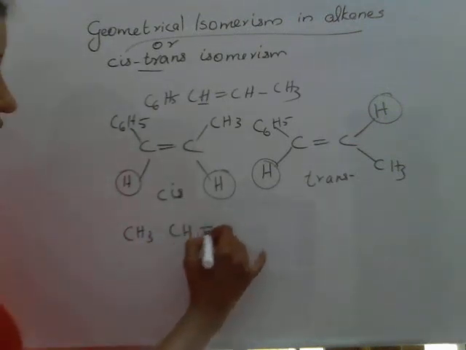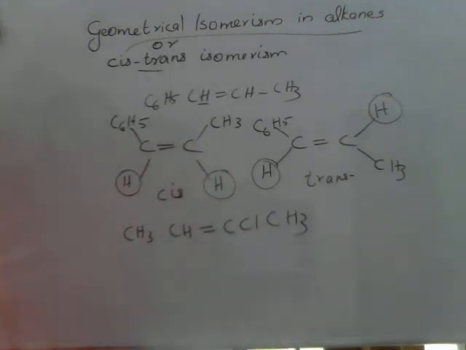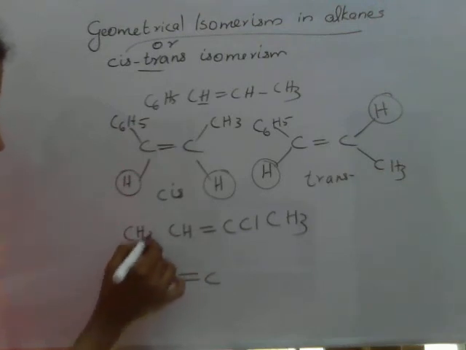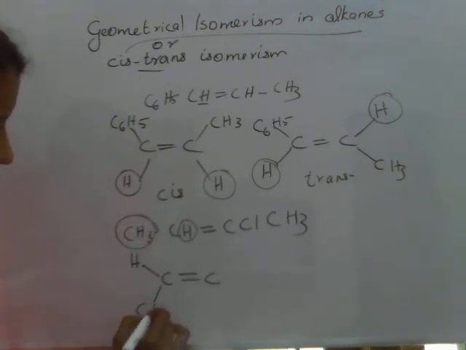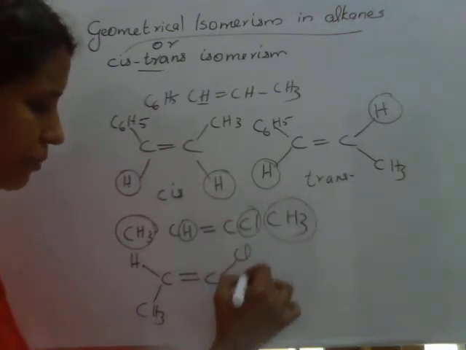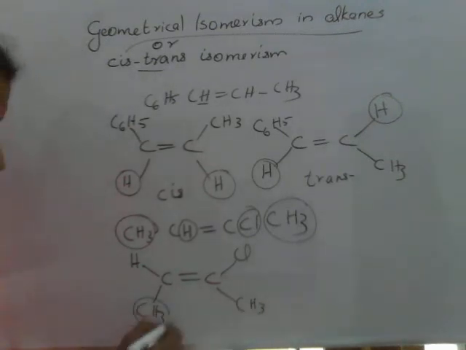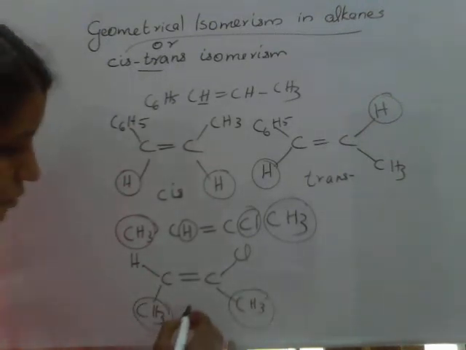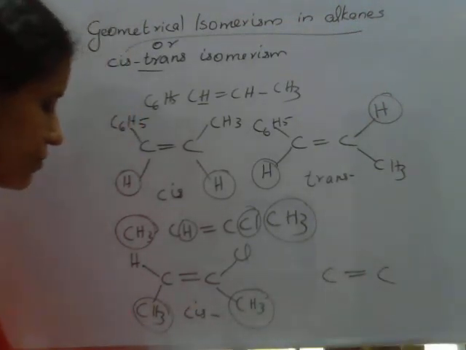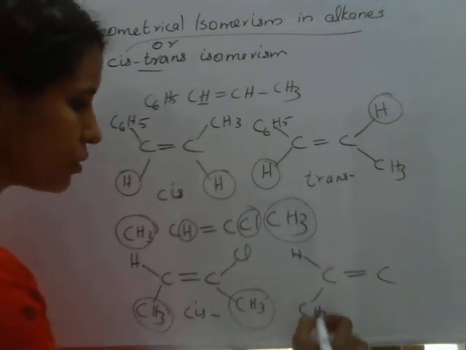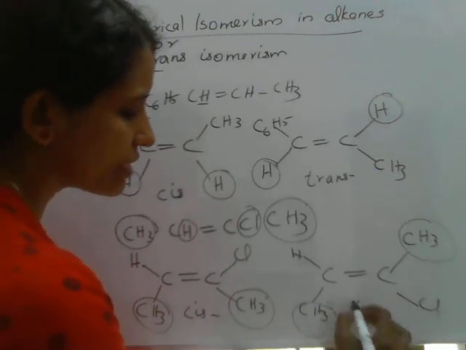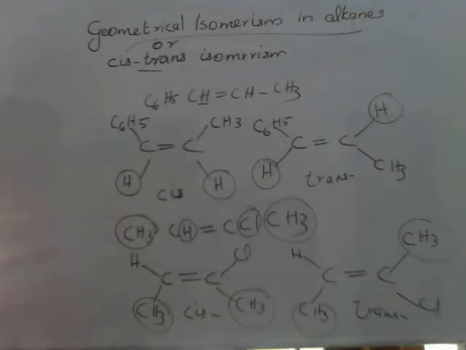CH3CH=CClCH3. See, let us try to draw the cis and trans isomers. Here, the first doubly bonded carbon atom contains one methyl group and one hydrogen. Hydrogen above, methyl group below, I have written. Then the second doubly bonded carbon atom contains one chlorine and one methyl group. Chlorine above, CH3 group below. See, the CH3 groups are identical on both doubly bonded carbons. So this is cis, identical groups on the same side. Trans also we can draw: hydrogen above, CH3 group below. In the second structure, if you put the methyl group above and chlorine below, see, identical groups are on opposite sides, hence the trans isomer. Cis-trans isomerism is possible.